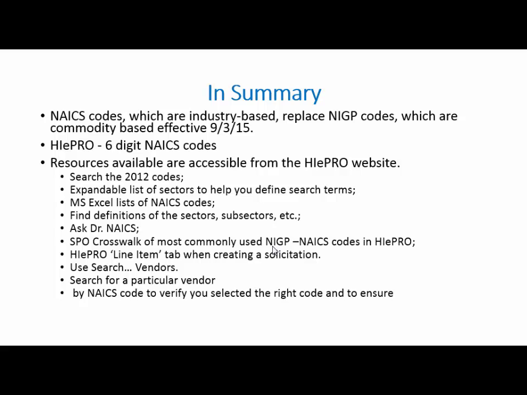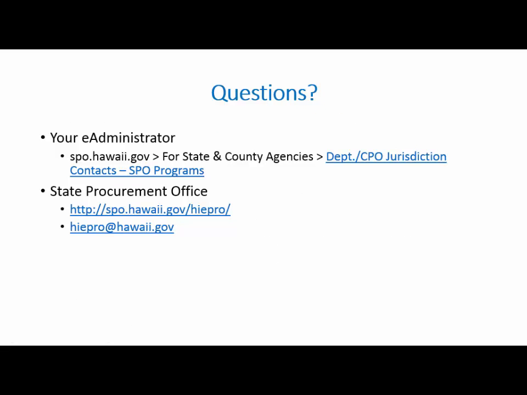You can use it to find a NICS code by searching for a vendor you know delivers the goods or services you want to buy and selecting their codes tab. You can also verify that you have the right code by searching for vendors by the commodity code you selected and reviewing the vendors that have selected the code. This also helps you do your research to ensure there are vendors in HIePRO who can respond to or deliver the goods and services that you are procuring. Now you know all you need to know to begin using NICS codes.